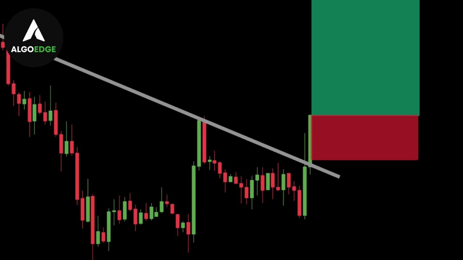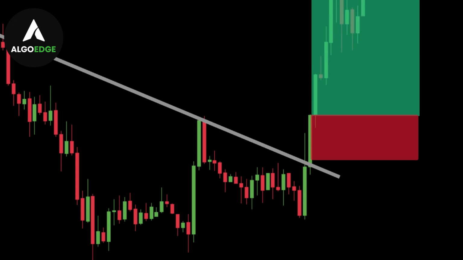For risk management, we place our stop loss slightly below the trendline area and the recent swing low. For the take profit level, we use a fixed 1 to 2 risk to reward ratio. As you can see, price continued moving higher and eventually reached our target.